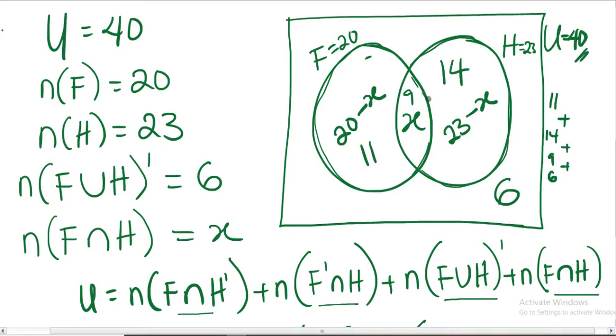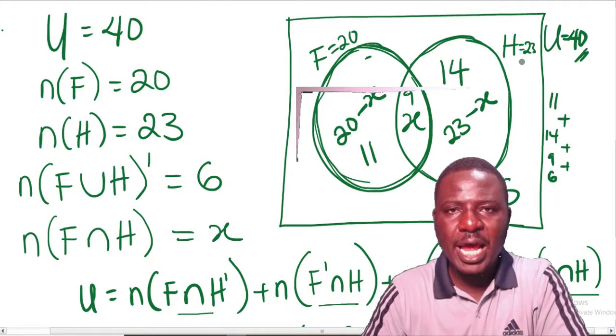And if you add up all those in the set French, you discover that it's going to give you 20, by saying 11 plus 9 is 20, as well as 9 plus 14 is said to be 23. When you do this and it corresponds, that signifies that your answer is right. That brings us to the end of today's class on two subset problems.